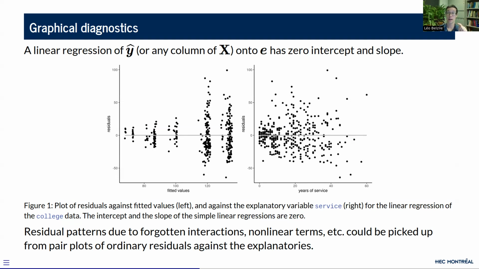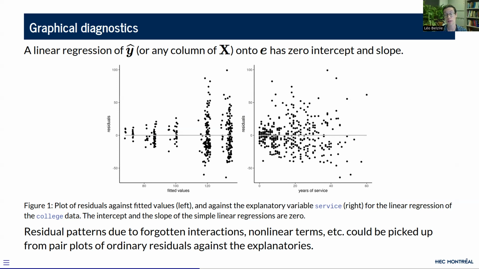Now, because I have added an intercept, the residuals also have mean 0. So not only is the slope 0, the intercept is 0 for all those panels. And that's useful to detect forgotten interaction, nonlinear terms, any local dependency that would not have been captured by my model. This could be potentially picked up from the residuals. So that's a useful graphical diagnostic.